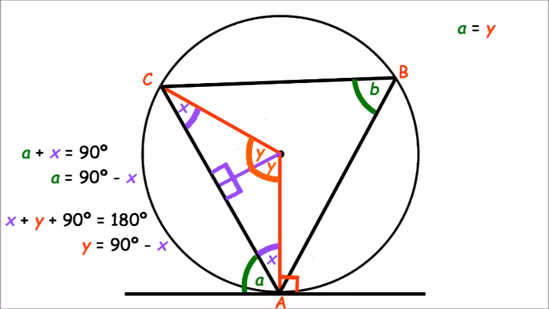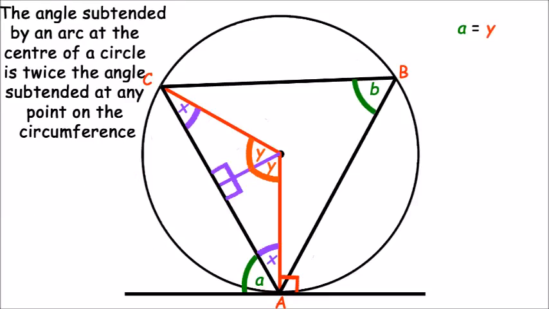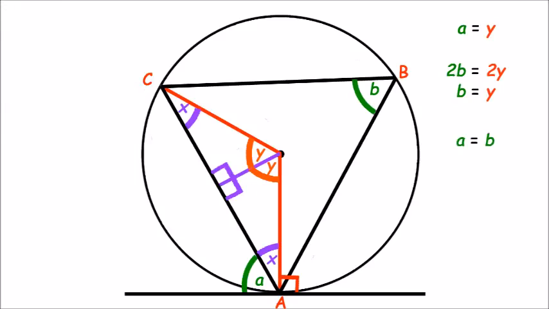Now we need to use another of our circle theorems, which states that the angle subtended by an arc at the center of a circle is twice the angle subtended at any point on the circumference. And so this means that the angle at the center, which is 2y, can be written in terms of b as 2b. So we can say that 2b equals 2y, and simplifying this we get that b equals y. We already found that a equals y, so we can now say that a equals b.